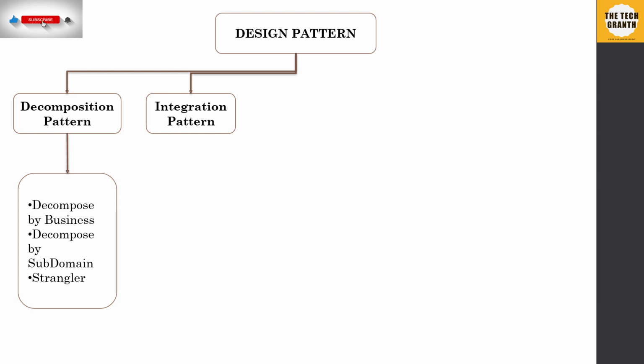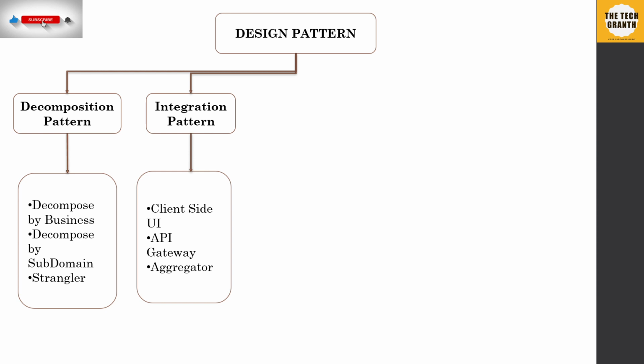Once you have all these services, they have to be integrated together so that they work together to achieve a goal. To integrate all the microservices together, we use the integration pattern, and the various integration patterns are client side UI, API gateway, and aggregator. We will talk about the details of client side UI and aggregator pattern in this video. For API gateway, I will create a separate video that will follow up the design pattern video, so do check that out.